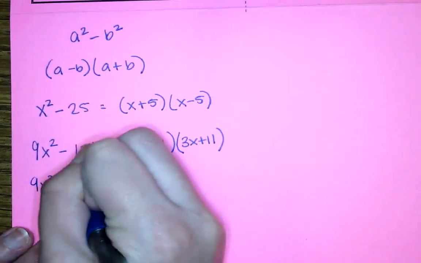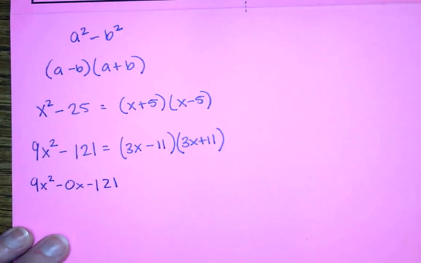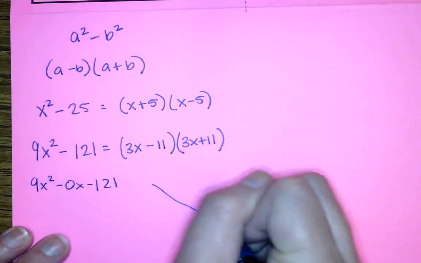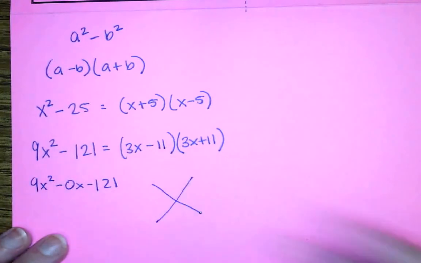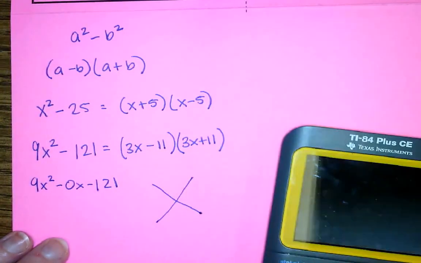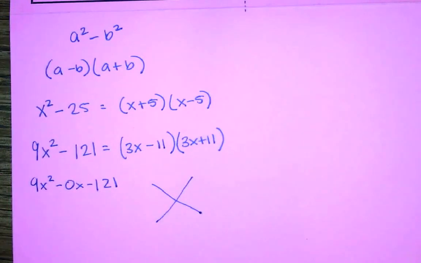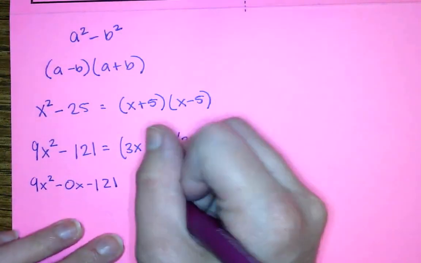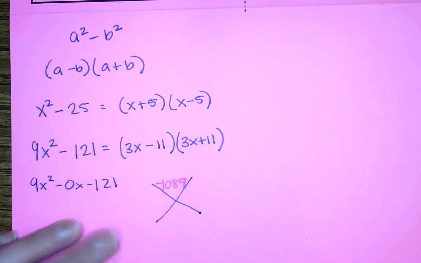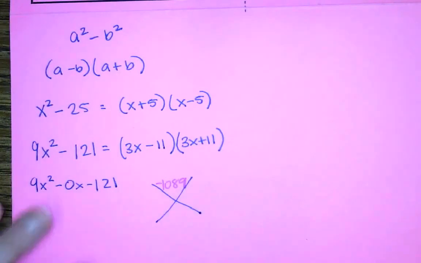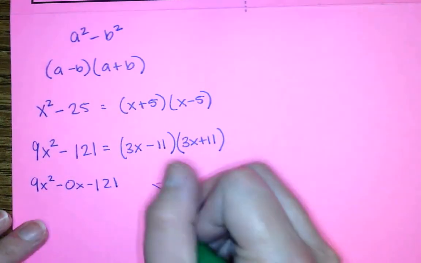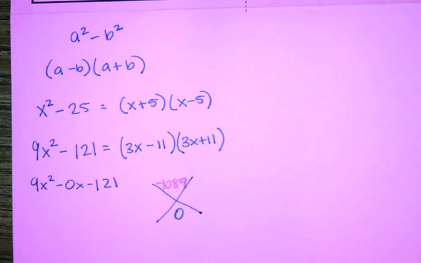So you could have factored this by grouping, but a times c, I'm not going to lie, 9 times 121, you're looking at the two factors of negative 1,089. And which of those will add up to 0? Now, guys, those are just big numbers. So it's not that you can't do it. It's just kind of annoying.